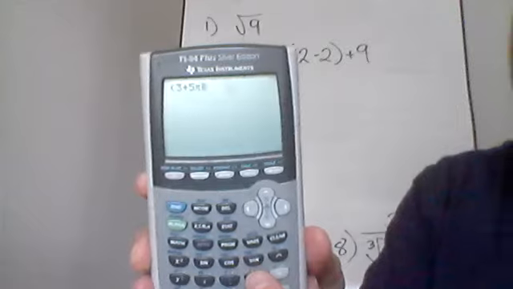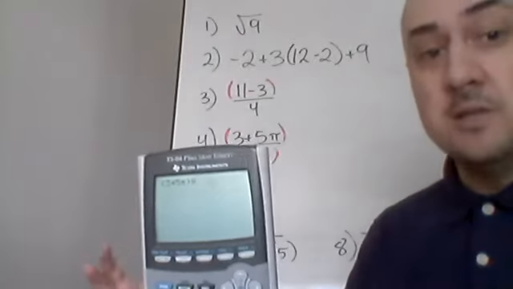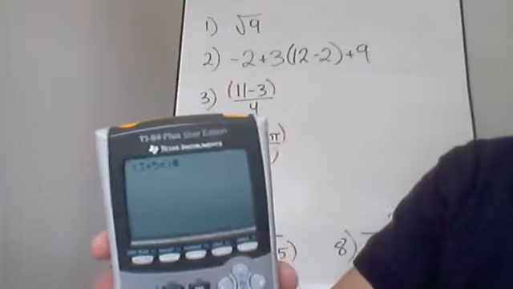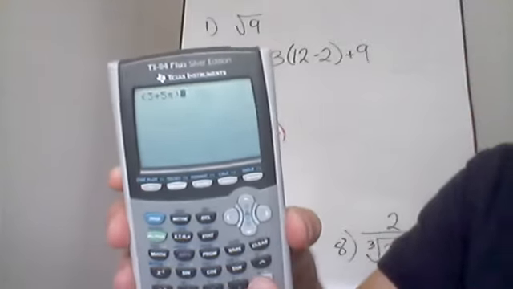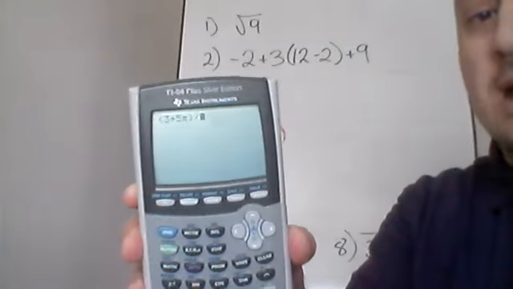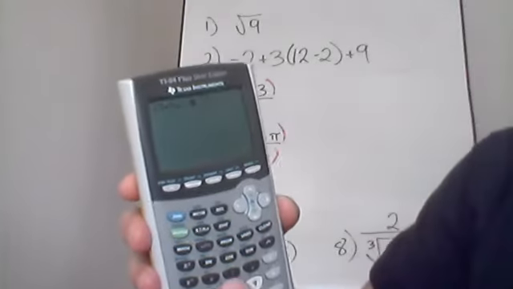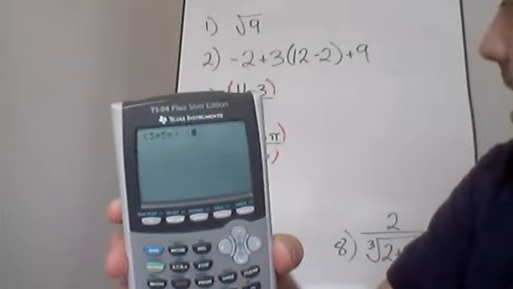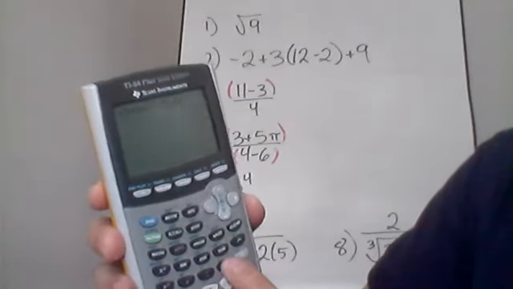Your calculator has pi stored to a lot of decimal places beyond just 3.14. So whenever you're doing something that involves pi, use that button. It's going to be a lot more accurate than just typing in 3.14. And then divided by, and then parentheses again, 4 minus 6.